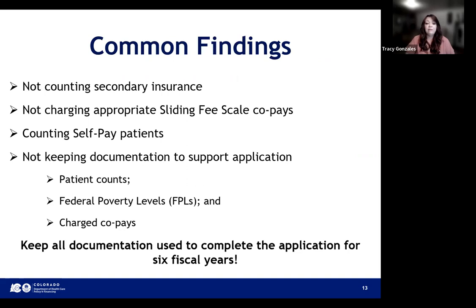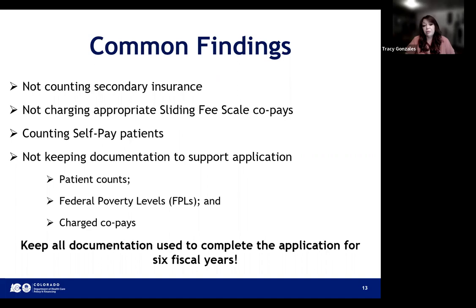So some of the common findings that surface during the audits are not counting secondary insurances, not charging appropriate sliding fee scale copays, counting self-pay patients, and not keeping documentation to support your application, which includes patient counts, your FPL, and charged copays. We do ask that you keep all documentation used to complete your applications for 6 fiscal years.